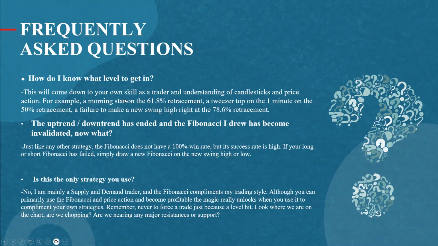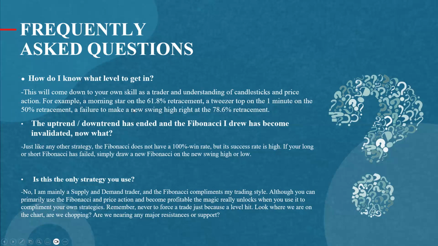So, how do you know what level to get in? Let's say a morning star appears in a downtrend on the 0.618. Sorry about that, it's really windy here. So, for example, a morning star appears on the 0.618 retracement. Like we're in an uptrend, right? And we come down, and a morning star appears at the 0.618 retracement. I'm normally in. Or let's say we get a tweezer top on the 1 minute at the 50% retracement. That's telling you that there's sellers there, right? That's a bearish candlestick pattern, so that's a good place to get in.